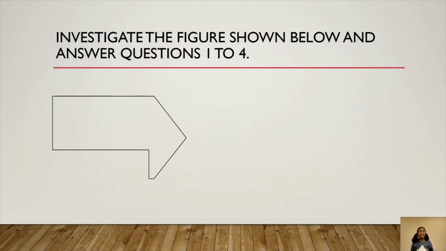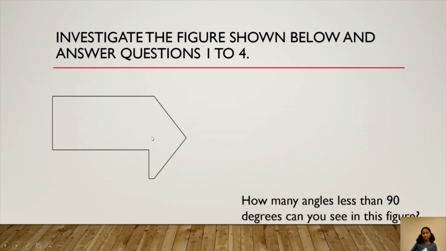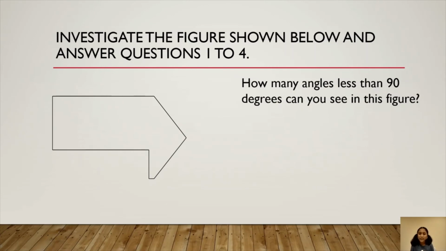Okay, so again, you will be doing a question based on this exact same figure. Here is our question. How many angles less than 90 degrees can you see in this figure? Remember, an angle less than 90 degrees is, that's right, an acute angle. So let's take a look to find some acute angles in here. I don't find any, but let's go look just to be sure.